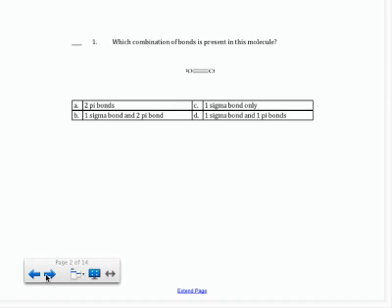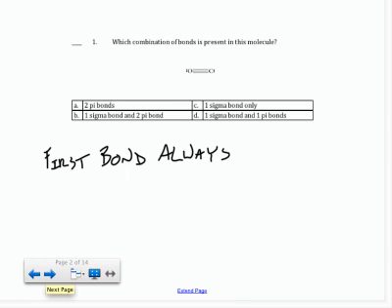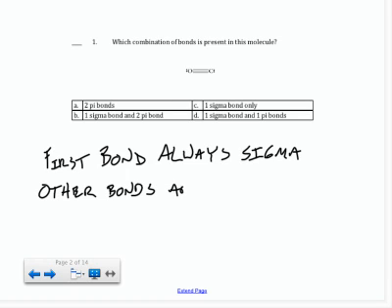Question 1. Which combination of bonds is present in this molecule? Well, we have a triple bond, 3 bonds, and the first bond is always going to be a sigma bond. So you always have one sigma bond. And then anything else, if you have a double or a triple bond, the first one is still a sigma, but the additional bonds, the second and third bonds, are always pi bonds.